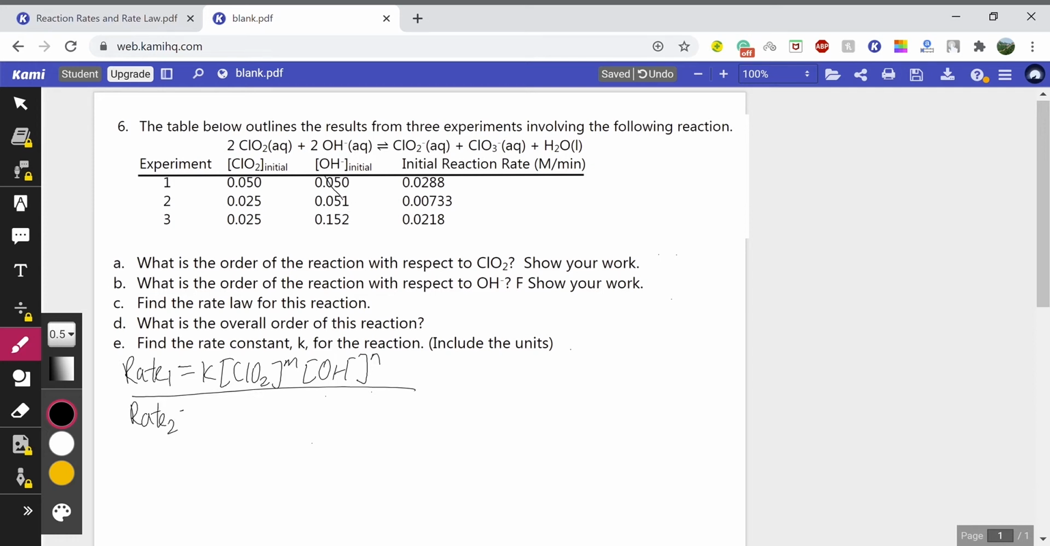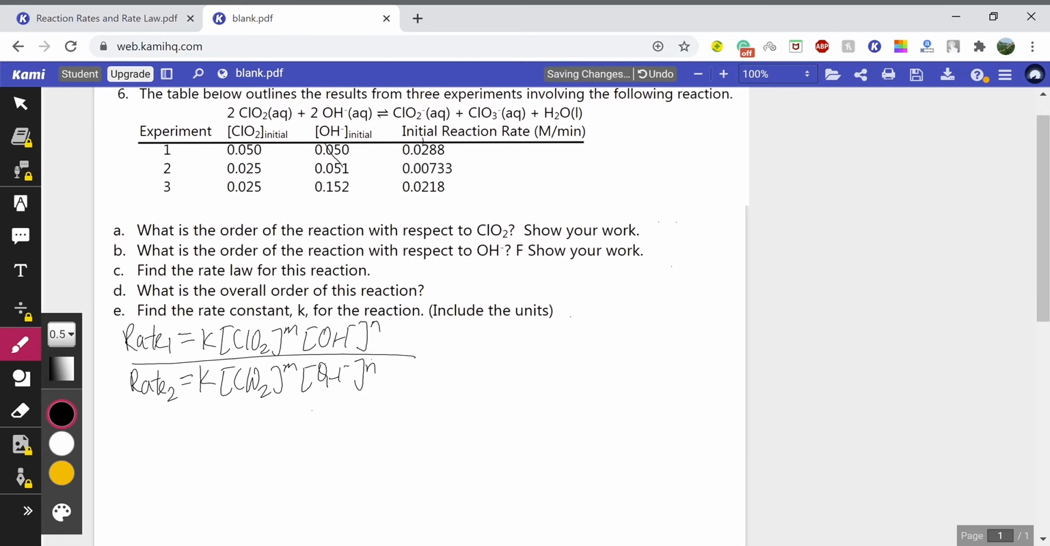And then rate 2 will be the same thing, K times ClO2 to the M times OH minus to the nth power. Next, we plug numbers in. Rate 1, as we can see over here, is 0.0288. 0.0288 is equal to K times the concentration of ClO2, which is 0.050 to the M power, times OH minus, which is 0.050 to the nth power, divided by, next we're doing experiment 2, which is 0.00733.